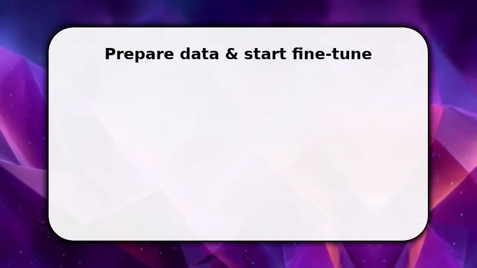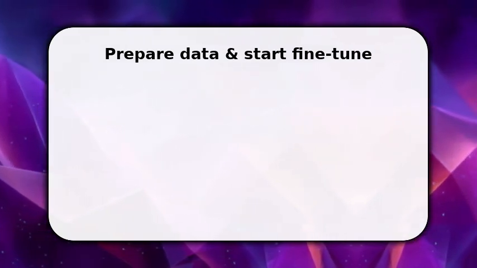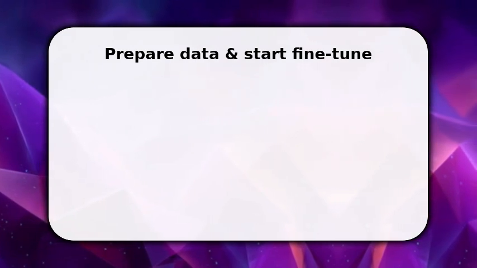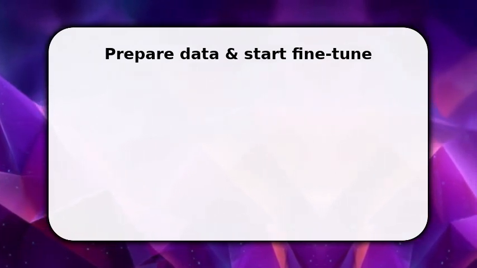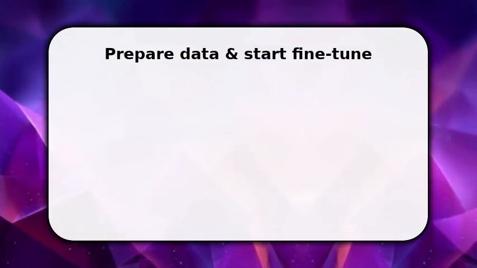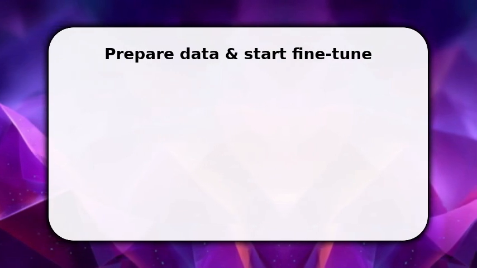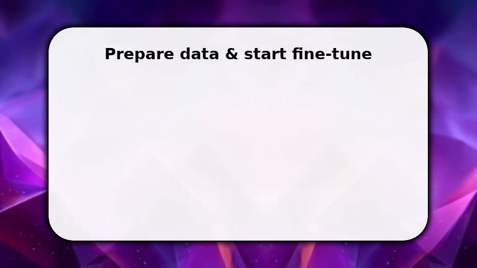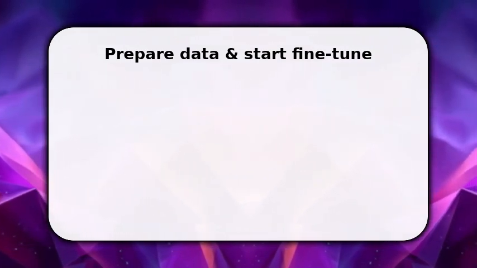Next, tokenize a sample batch to confirm sequence lengths and set an initial learning rate. Start with a tiny fine-tune on 100-500 examples to smoke test the pipeline. Make sure logging and checkpoints are enabled before proceeding to full training.